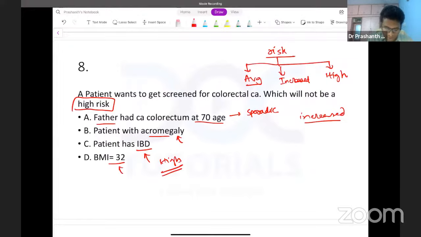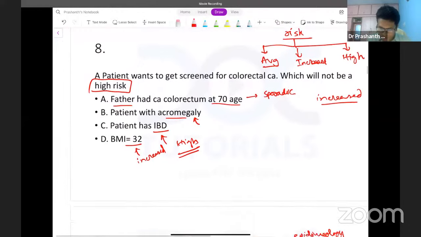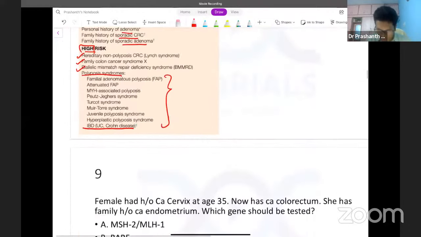BMI being high is also kind of increased risk. So it's really difficult to tell which exactly is the answer for this. But now that you know both the tables, you would be able to answer if a similar question comes, exactly or a little different. Okay, so that's why I am not specifically commenting on what the answer could be.